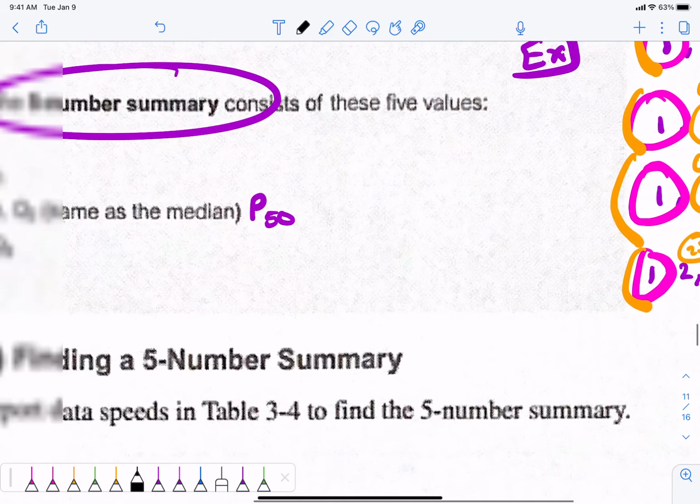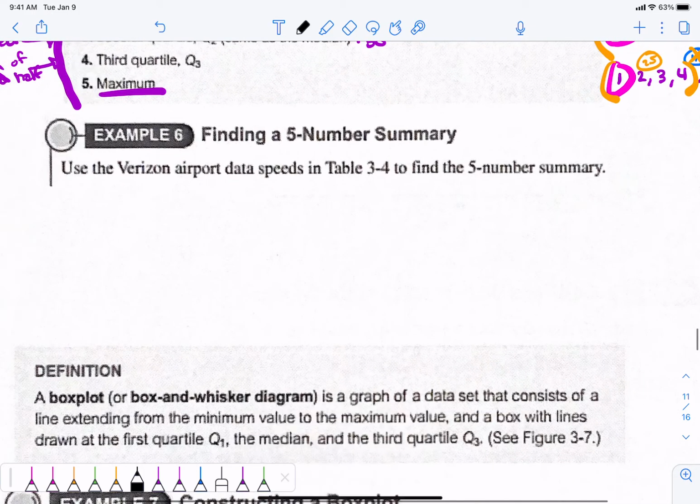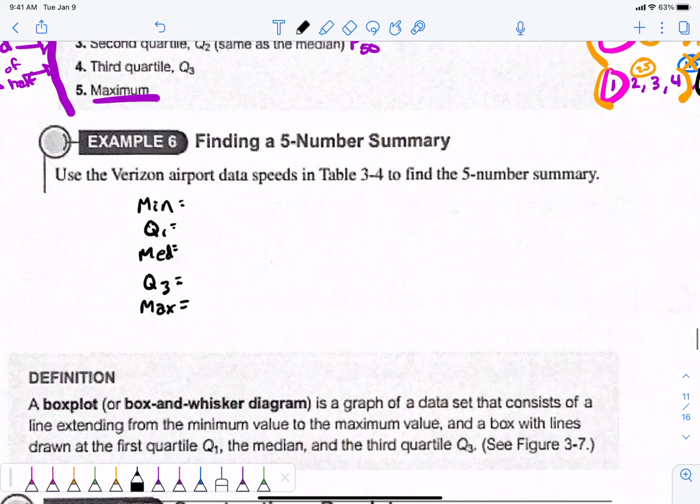Let's go here to use the Verizon Airport data speeds in table 3.4 to find the 5-number summary. Holy cow. Okay, we need a minimum, a maximum, a median, a Q1, and a Q3. Minimum, maximum, median, Q1, Q3. All right, I'm going to be scrolling back and forth. Hopefully I don't make you too dizzy.